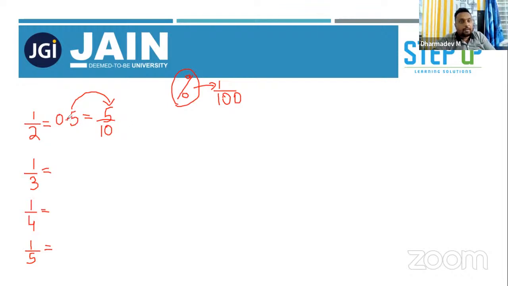After the decimal point, I have one number, so I write it divided by 10. Are you clear with that? After the decimal, one number is called the 10th place. This is called 10th, 100th, 1000th. 10th means 1 by 10, 100th means 1 by 100, 1000th means 1 by 1000. That's why, since after the decimal I have only one number, I've written the number by 10.